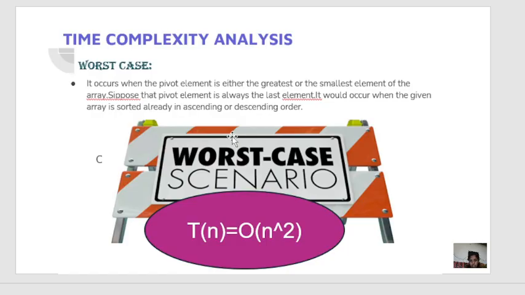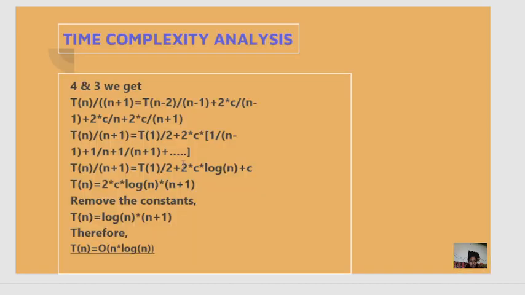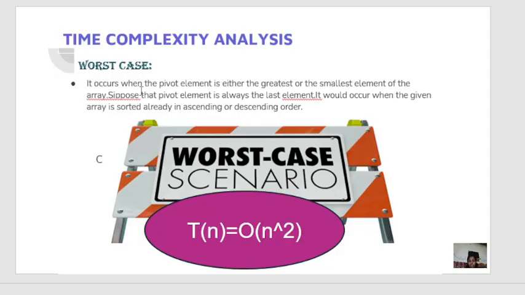Then comes the worst case. For example, you cannot find 80 here, right? So when the elements are not in order at all, it occurs when the pivot element is either the greatest or the smallest element of the array. Suppose the pivot element is always the last element, it would occur when the given array is already sorted in ascending or descending order. So the time complexity is big O of n squared. So this is the worst case.